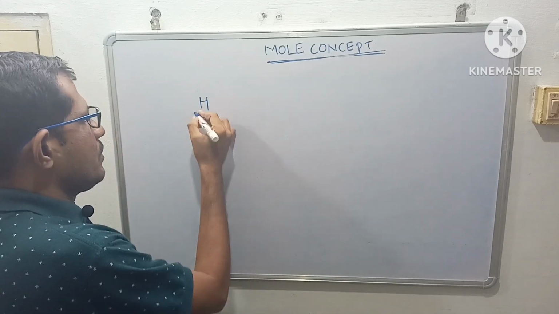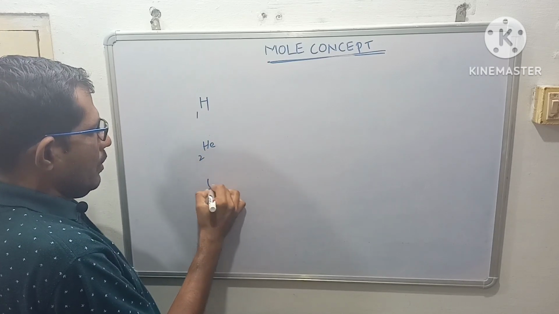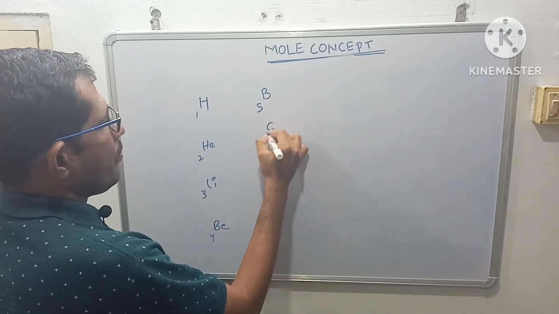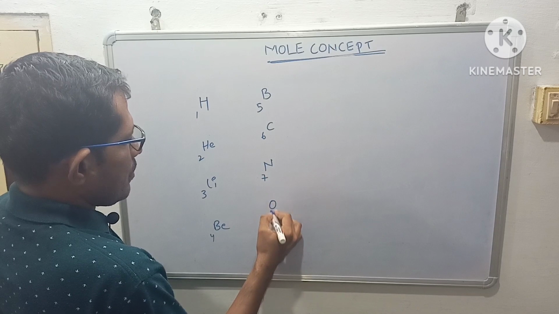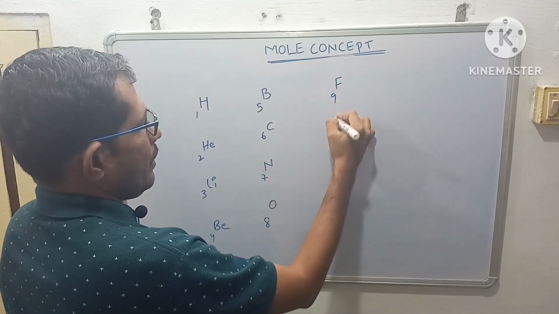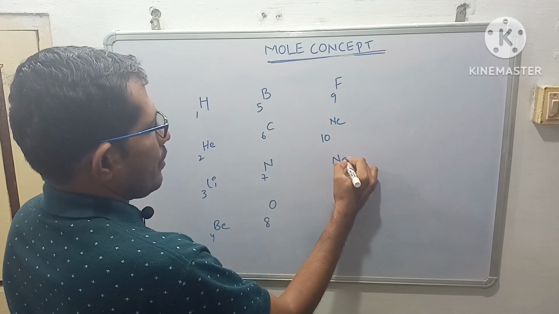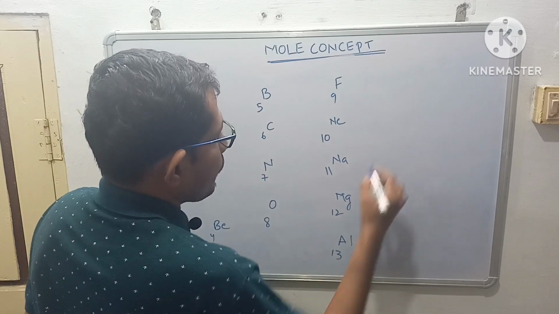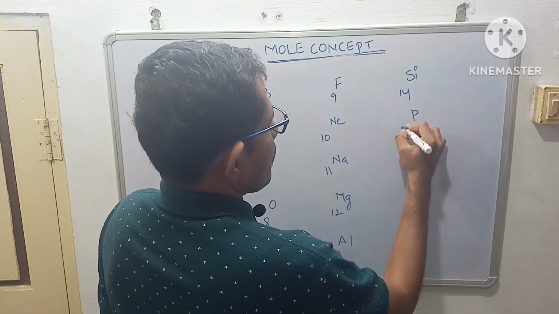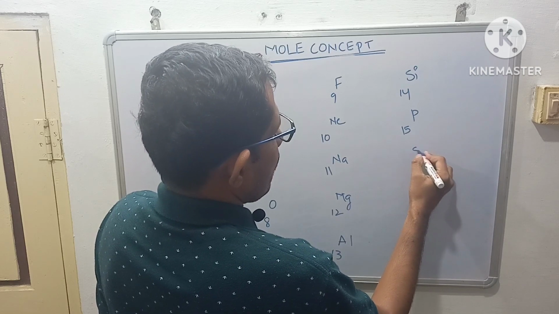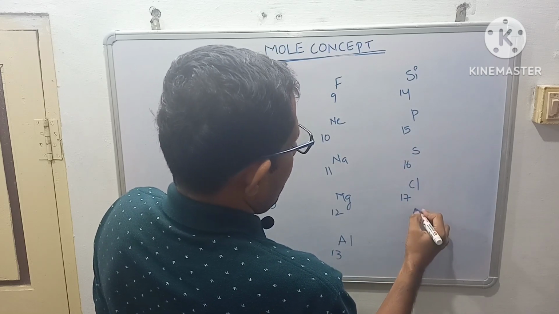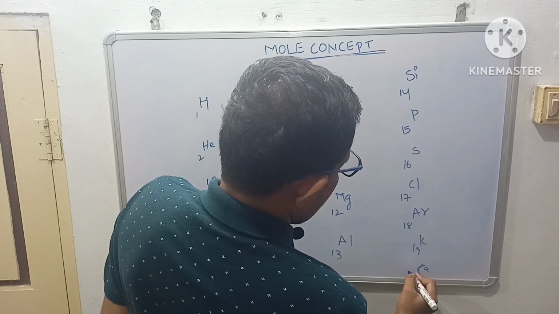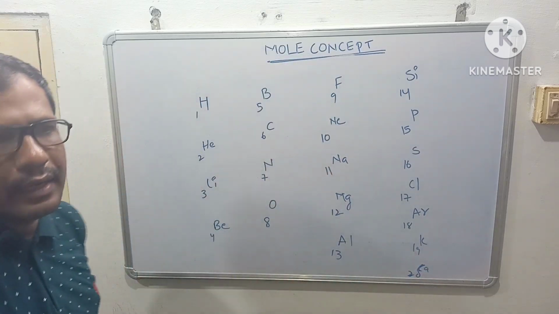the molar masses, right? First hydrogen, second helium, lithium 3, beryllium 4, boron 5, carbon 6, nitrogen 7, oxygen 8, fluorine 9, neon 10, sodium 11, magnesium 12, aluminum 13, silicon 14, phosphorus 15, sulfur 16, chlorine 17, argon 18, potassium 19, calcium 20. Okay, you know the atomic numbers, right? Now we are going to calculate the atomic weight.